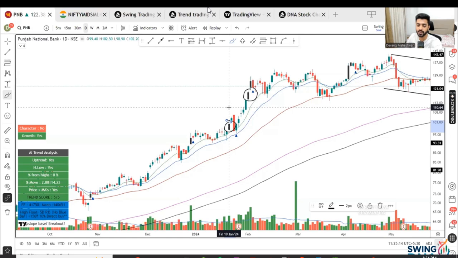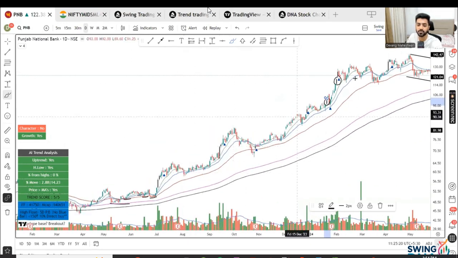Some are ready to buy, some have already moved. Because in this the momentum came up here, then here. Okay, it's a slow mover overall, though the character is not there. PNB, Central Bank.